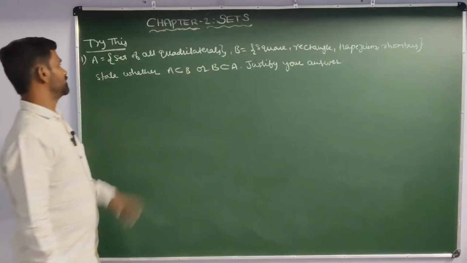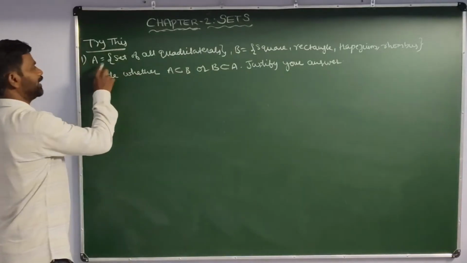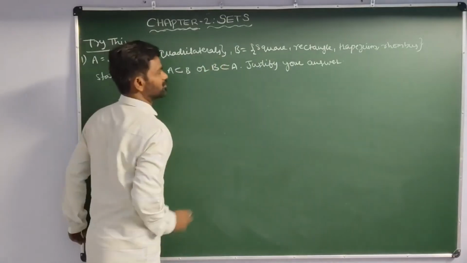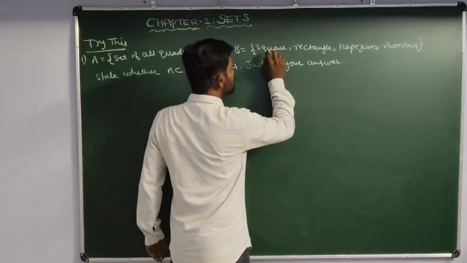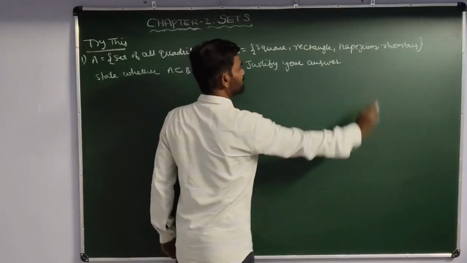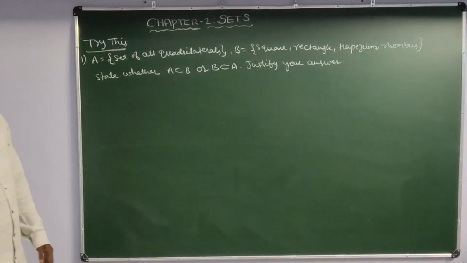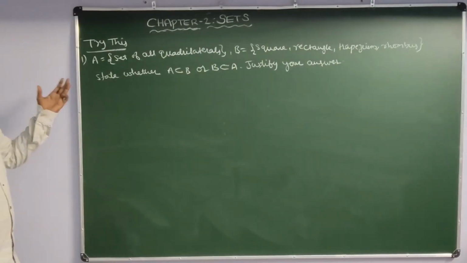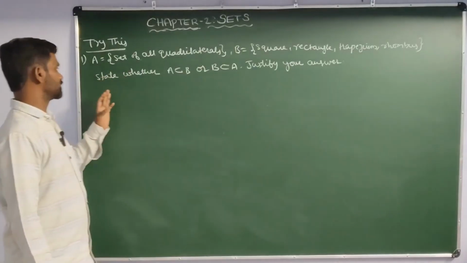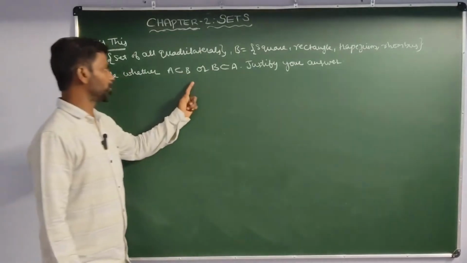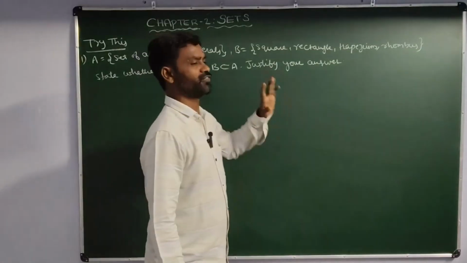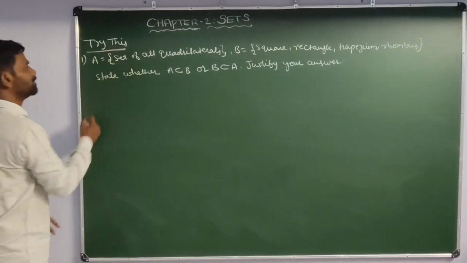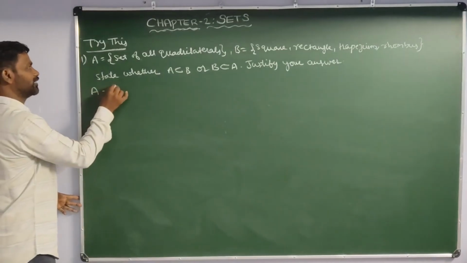Let's try these questions. First one: A is equal to the set of all quadrilaterals, and B is equal to square, rectangle, trapezium, rhombus. These are the elements of set B, and the elements of set A are the set of all quadrilaterals. State whether A is a subset of B or B is a subset of A. Justify your answer. First of all, we have to write the elements of A. What are the elements of A?